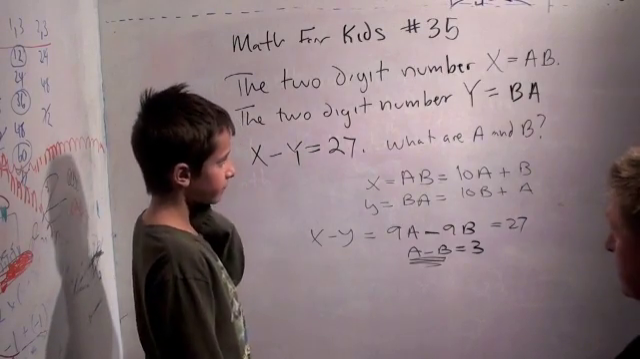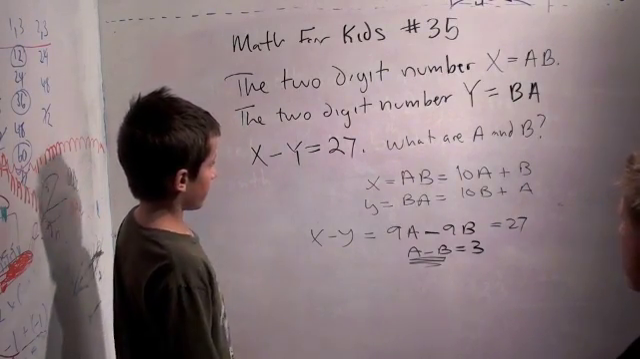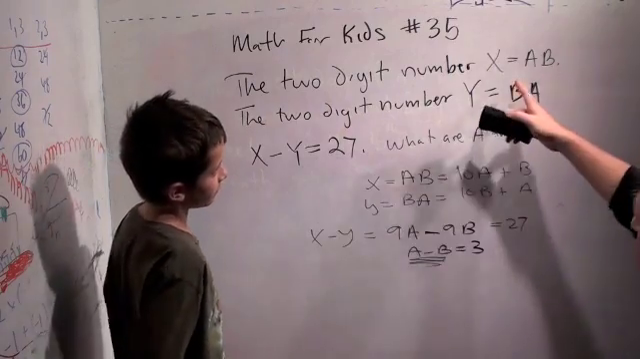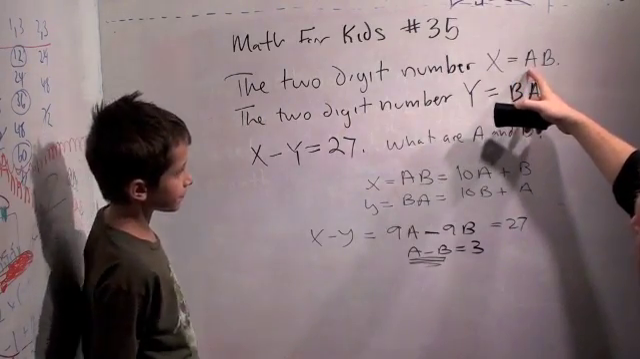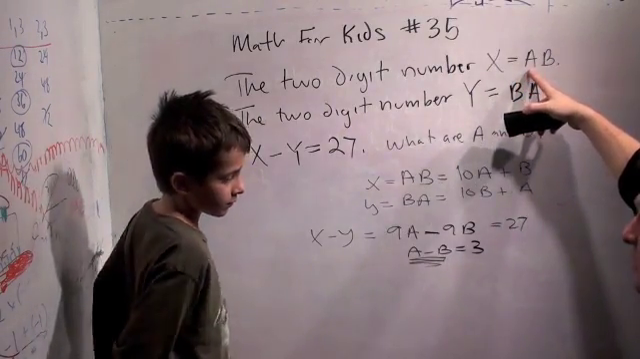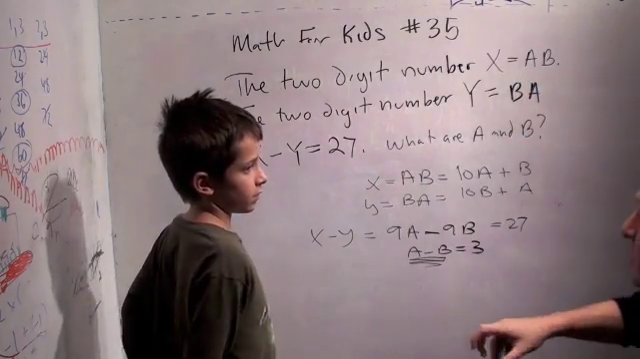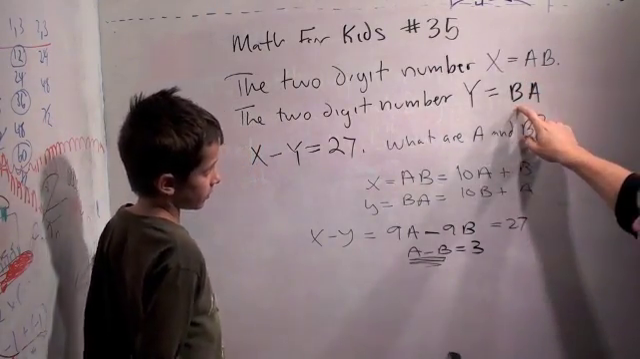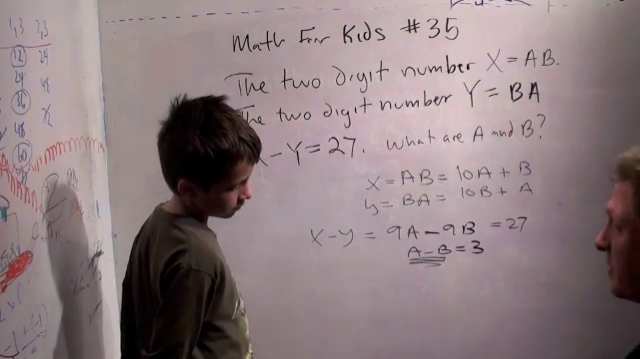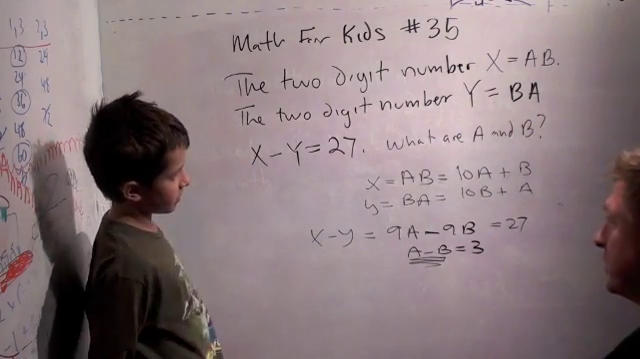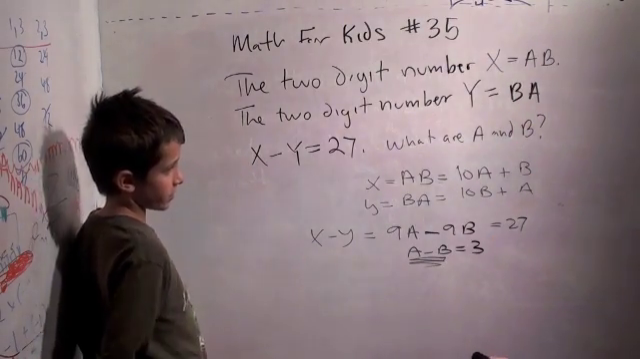Well, we're trying to figure out what A and B are. We know they're two-digit numbers, so A has to be between 1 and 9, right? Otherwise it would be a single-digit number. And then this is a two-digit number as well, so B has to be between 1 and 9.